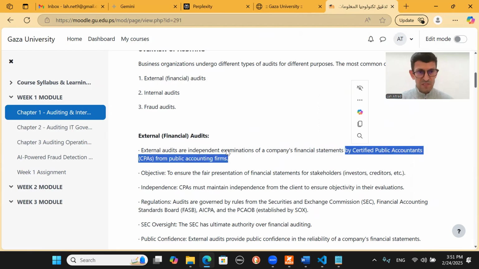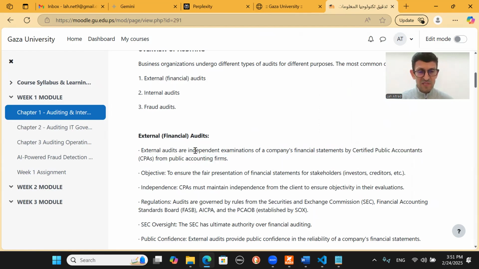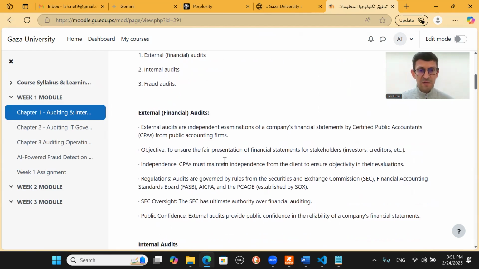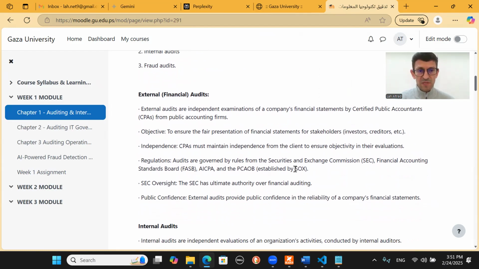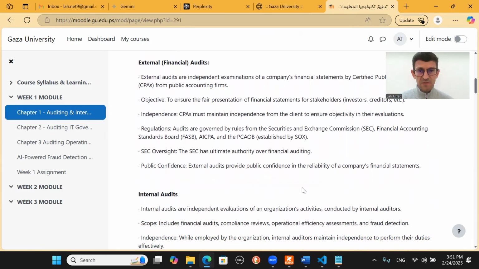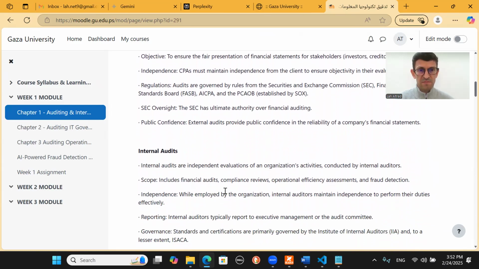So what they want to say here is that this is an independent activity or examination, an evaluation that could be achieved using a third-party company or this person. The objective of this is to ensure the fair presentation of financial statements for stakeholders. That's one thing; you can also take a look at the other things.